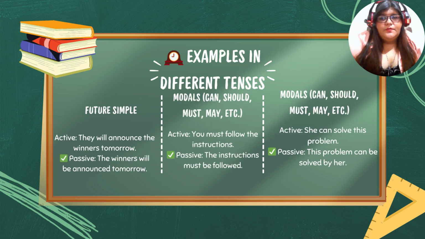Let's see more examples. We have in future simple active, they will announce the winners tomorrow. In passive, the winners will be announced tomorrow.